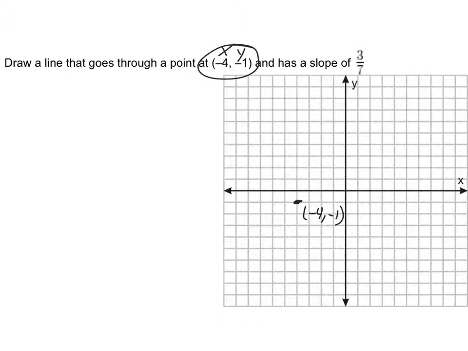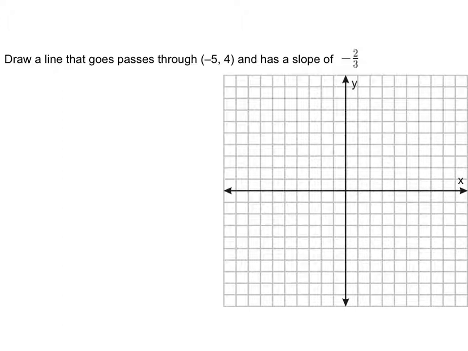Now, from there, I'm given my slope. Remember, slope is rise over run. So my rise is the top number. I'm going to go up 3. 1, 2, 3. My run is the bottom number. That's a 7. So I'm going to go 7 to the right. 1, 2, 3, 4, 5, 6, 7. And that ends right here at this point in yellow. So my line connects those 2 points. So it's going to look something like this.